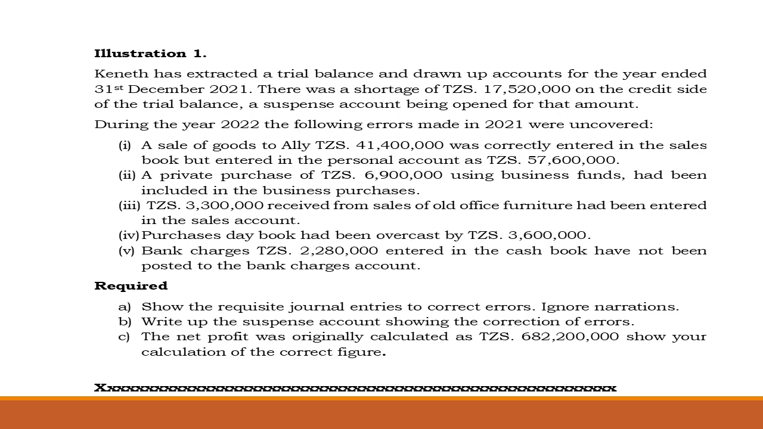But again, a private purchase of 6,900,000 using a business fund has been included in the business purchases. So a proprietor can make a drawing amounting to 6,900,000, but this amount has been included in the purchases account.